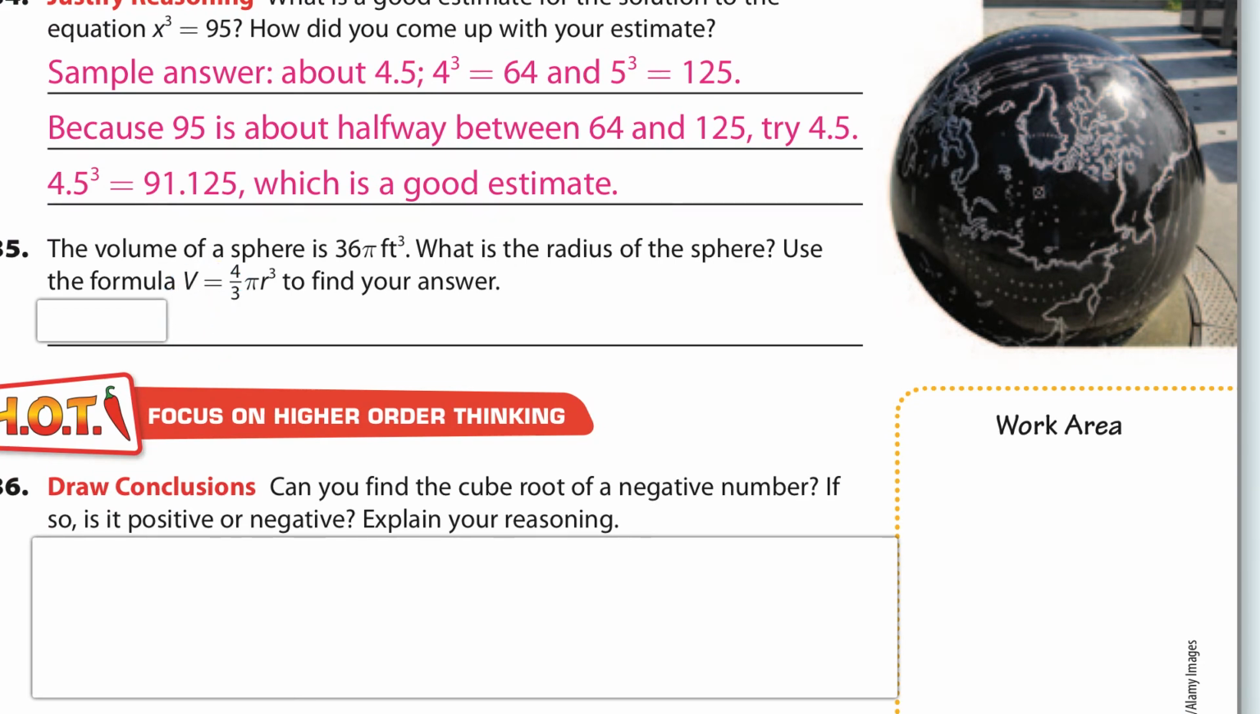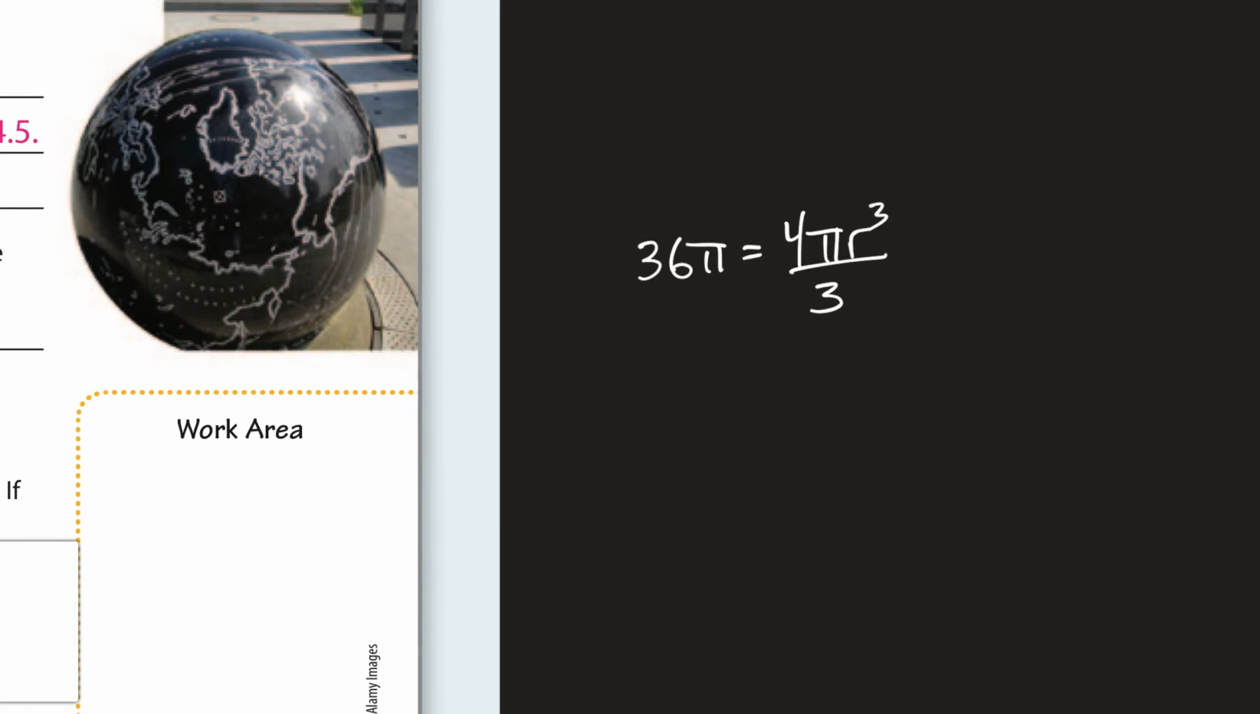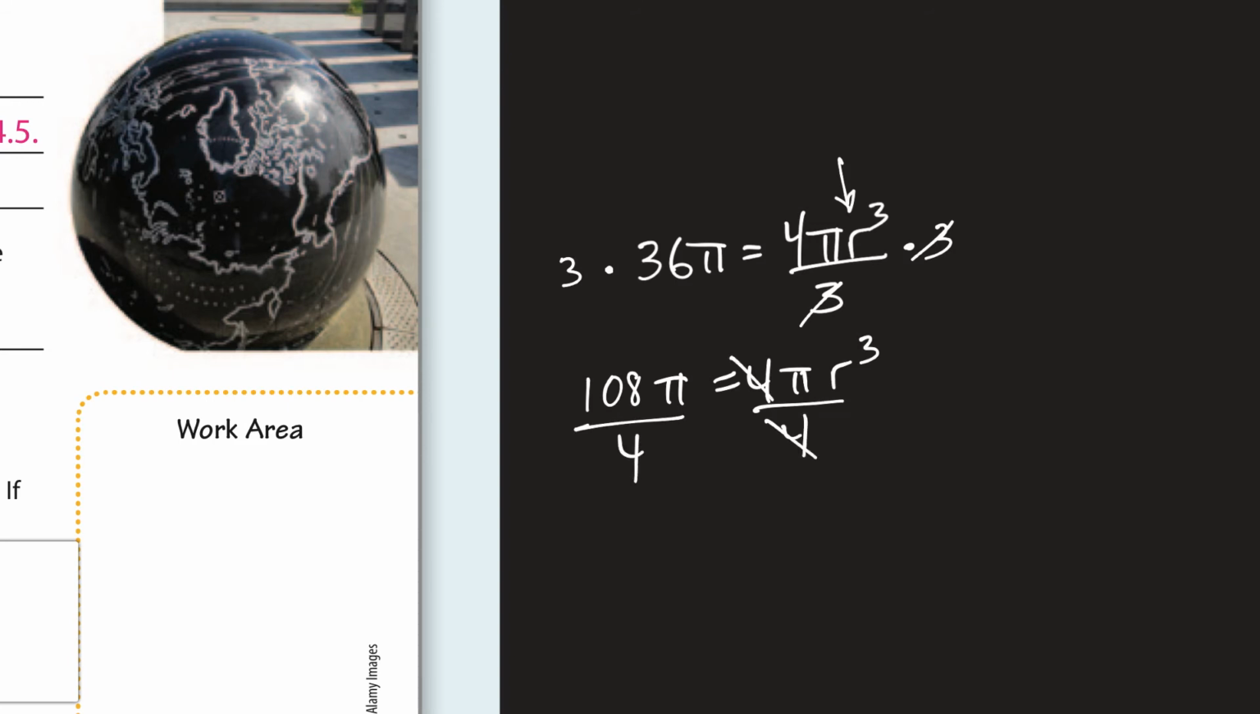Right from here, so I'll bring that out, and now I'm going to multiply both sides by 3. What I'm trying to do is figure out what r is, isolate the r and find the radius. I multiply by 3, and that is 108 times pi equals 4 times pi times the radius cubed. Then I divide by 4, and that's 27 pi equals pi times the radius cubed.